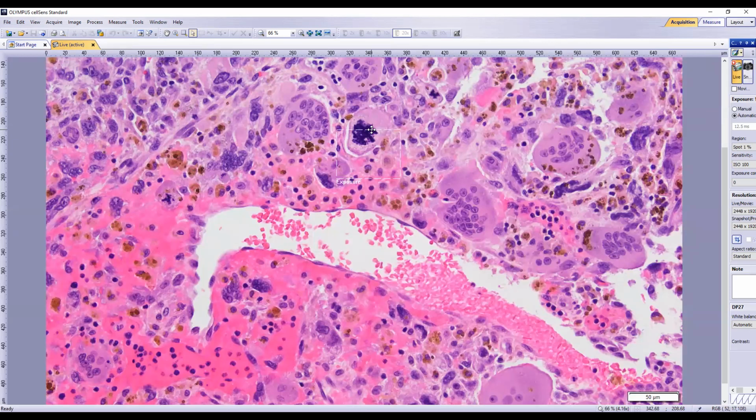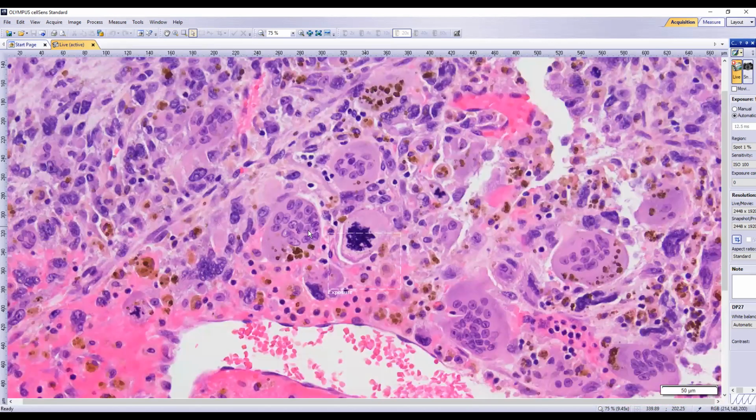And then what about the giant cells? Do you think they'll pick up the keratin or not? I guess they will. No, they won't. So in the undifferentiated carcinoma with osteoclast-like giant cells, the giant cells are benign. So the giant cells stain with histiocytic markers like CD68, but they don't pick up keratin.